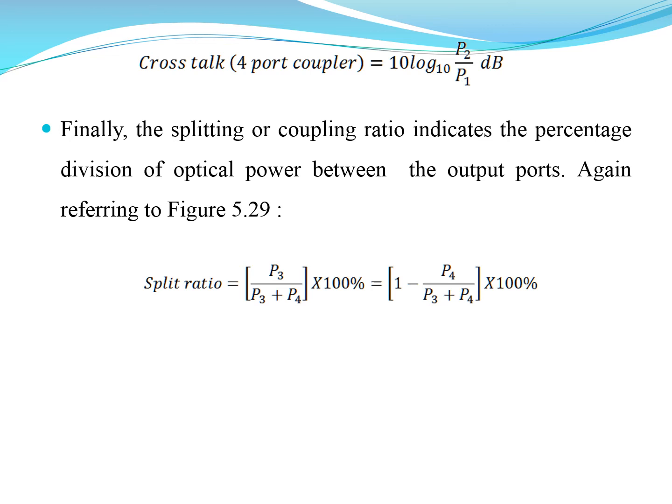So finally we have the split ratio, or coupling ratio, or splitting ratio, which indicates the percentage division of optical power between the output ports. So we see that the power gets divided into different output ports. We refer to it as a split ratio, that is equal to P3 by P3 plus P4 into 100%, or it can also be expressed as 1 minus P4 by P3 plus P4 into 100%. So these are the four different types of losses we observe in an optical fiber coupler.